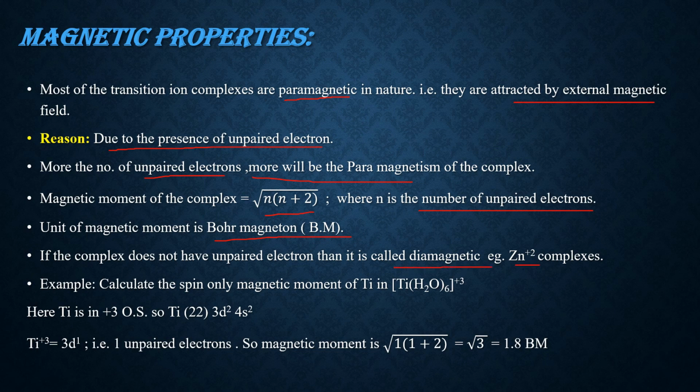Example: calculate the spin only magnetic moment of titanium in hexaaquatitanium ion. First of all, we find out the oxidation state of titanium. As H2O is a neutral ligand, titanium is in +3 oxidation state here. The general configuration of titanium is 3d2 4s2, and in +3 oxidation state, its configuration is 3d1. That is, it has one unpaired electron. So the magnetic moment by the formula is square root of 1 into 1 plus 2, that is square root of 3, and it is 1.73 Bohr magneton.